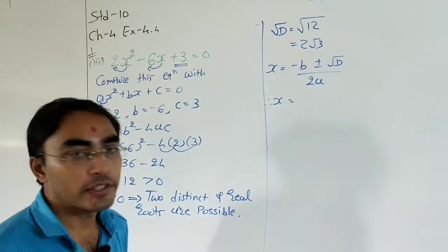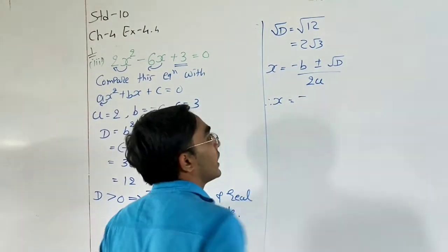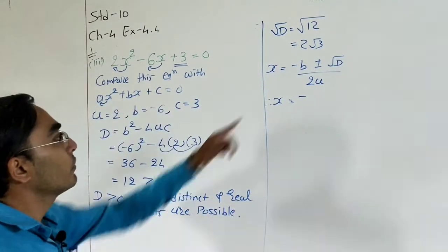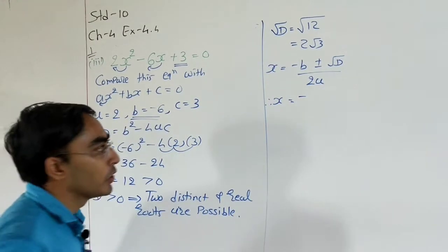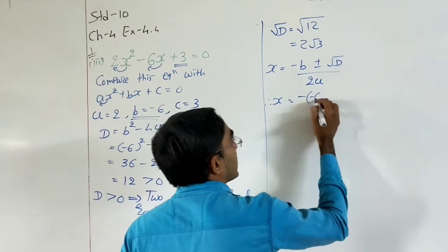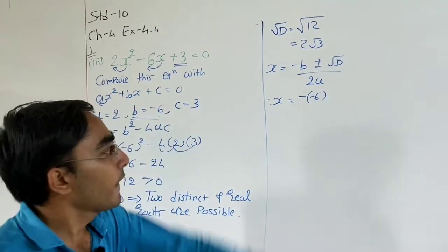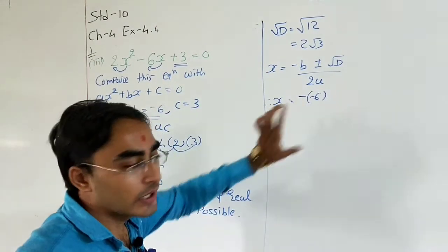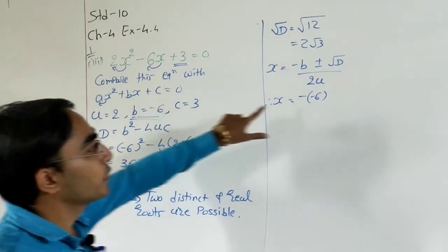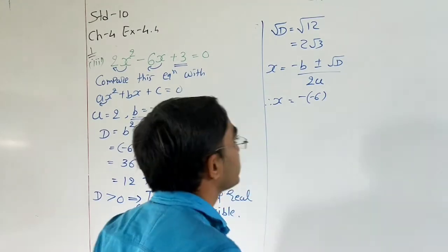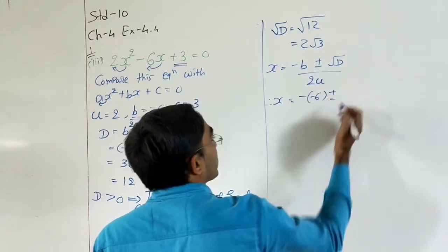First of all, this minus sign as per the formula. Okay? Then the value of b. Now b itself is a negative number, so we need to write it in the bracket. This minus sign as it is. Then b itself is a negative number, so we need to write it in the bracket. Okay? Then plus or minus.